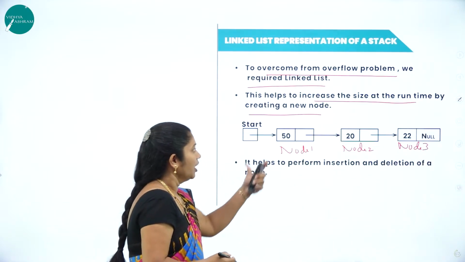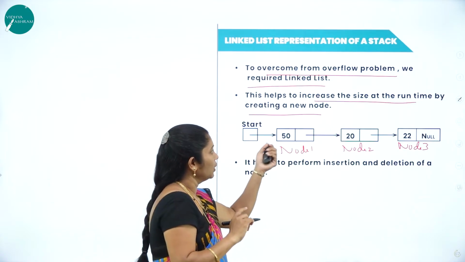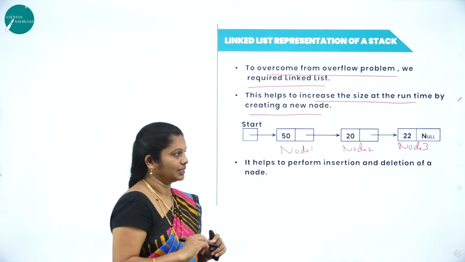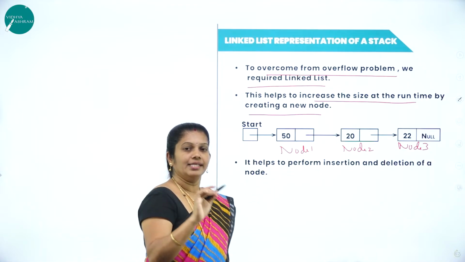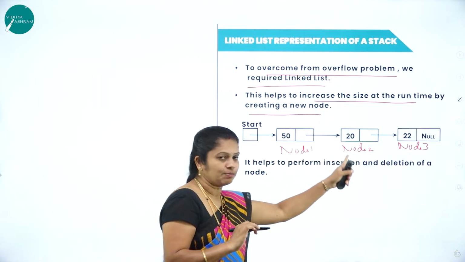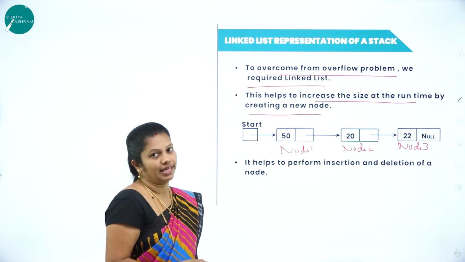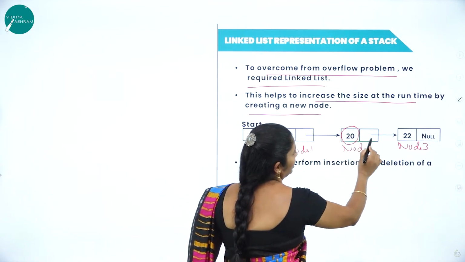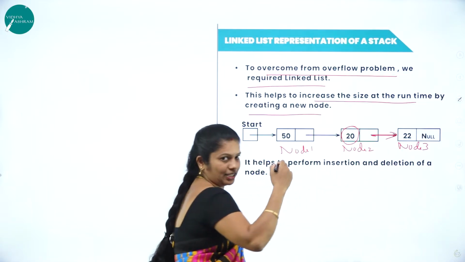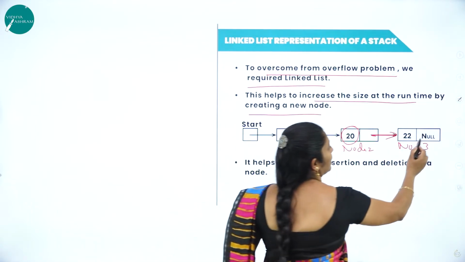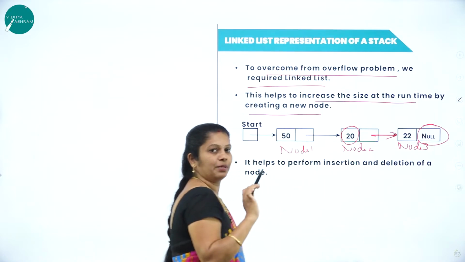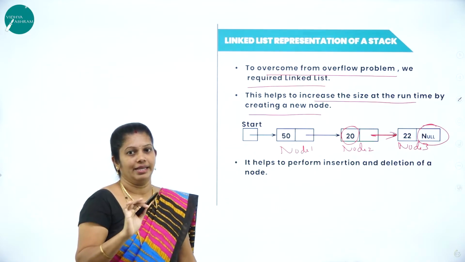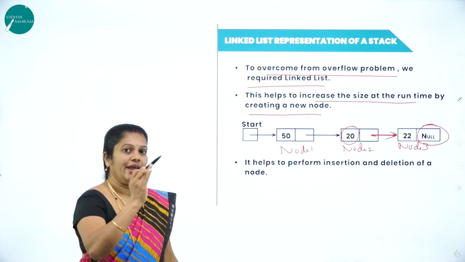If you observe here, each node contains two parts: one is the data part and the other is the address part. The data part contains the actual information, and the address part contains the address of the next node. The second node likewise contains the actual information as well as the address of the next node. If the address part contains null, it means that is the end of the linked list.